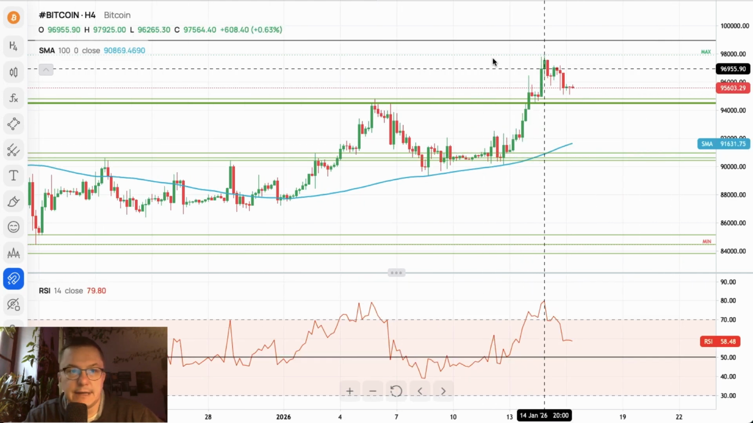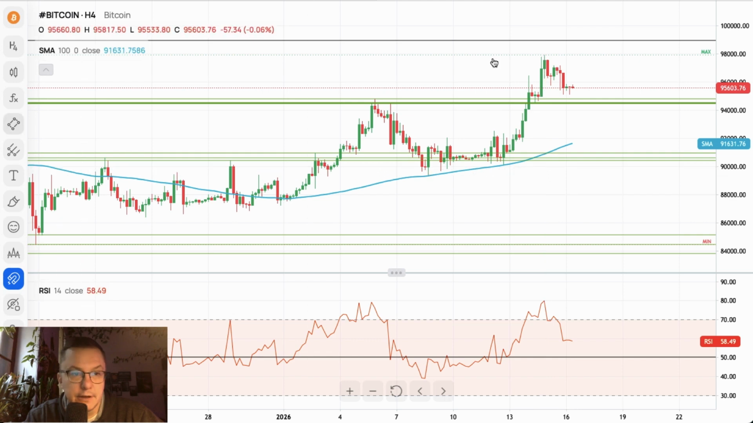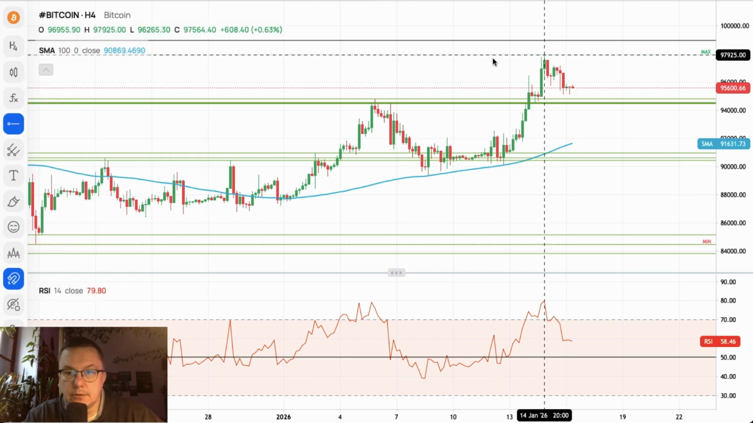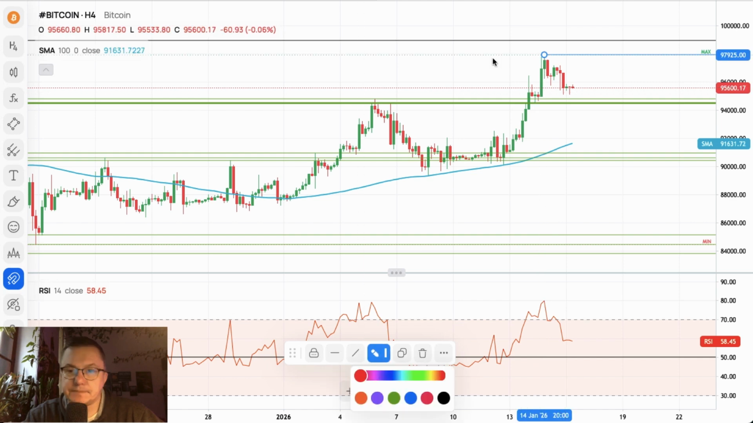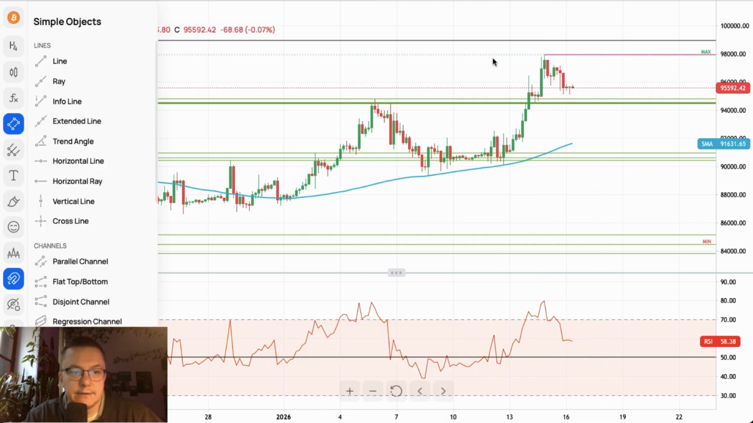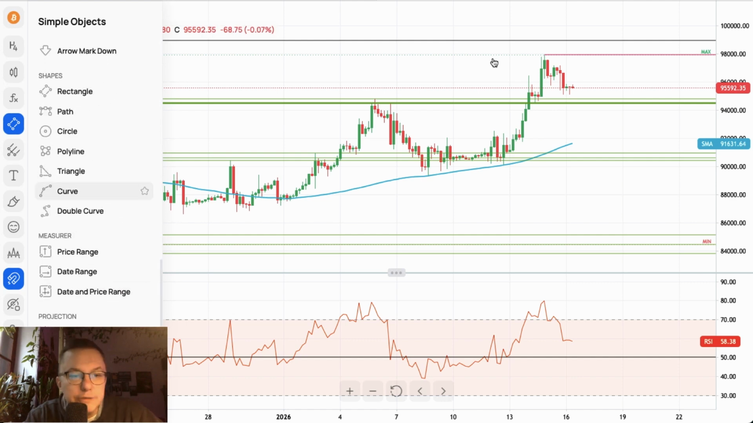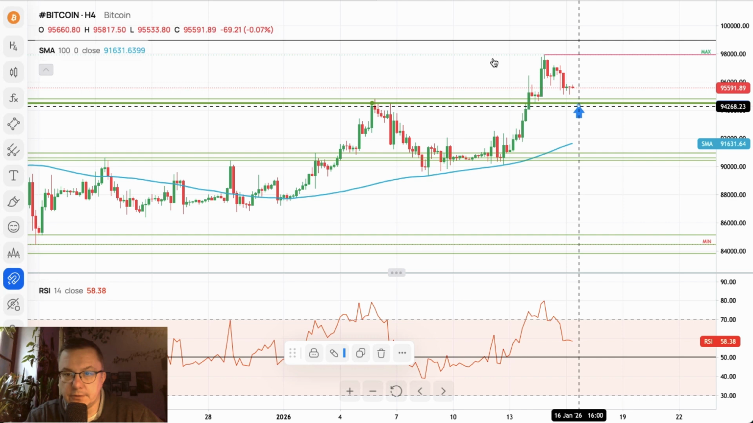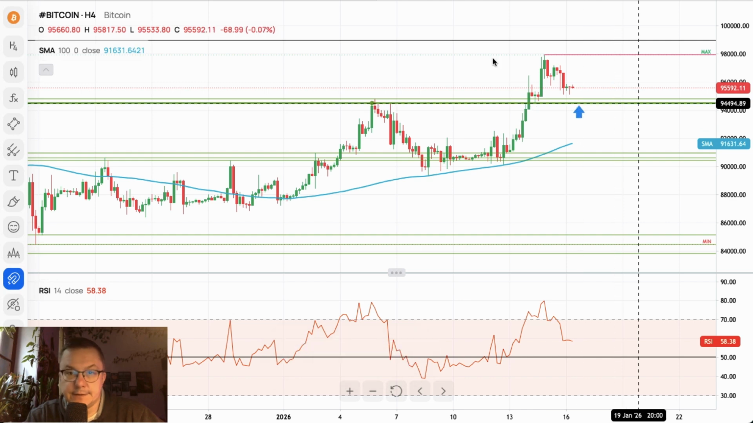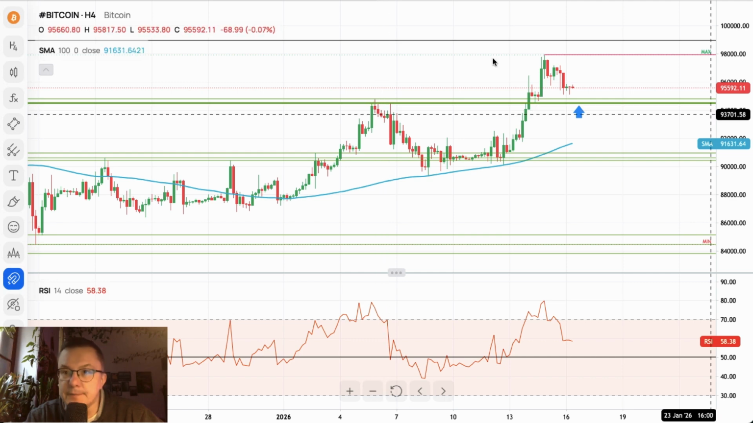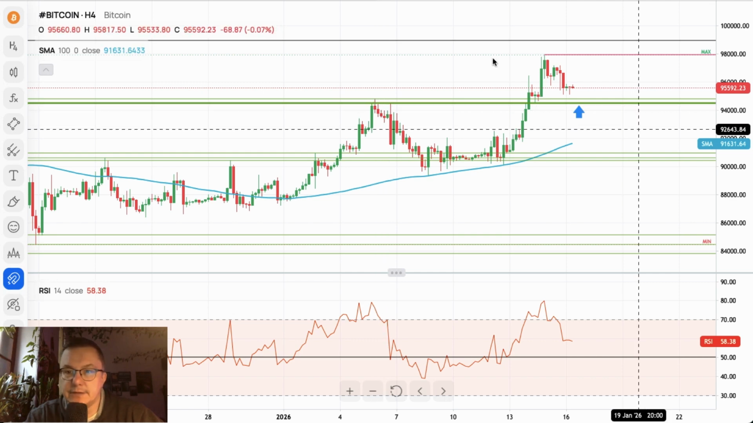97,925, so almost 98,000, almost $100,000, very close. Currently the most important level here would be, of course, the technical support at 90, let's say 94,789. So as long as we trade above this level, the outlook remains of course bullish.